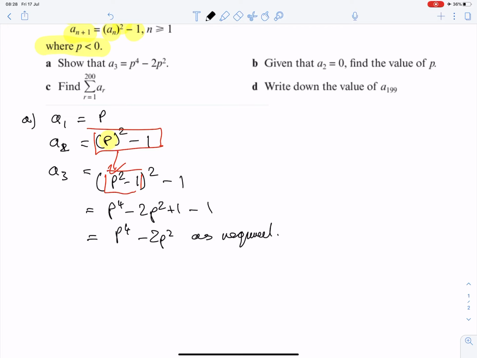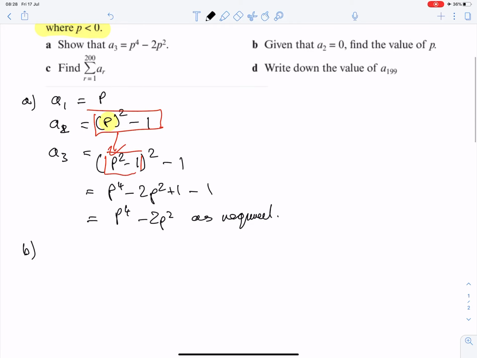Okay, so part B. Given that A2 equals 0, find the value of P. So we take the question in effect, A2 equals 0, as our start phase, and we can substitute in for A2. So that will give us A2 is P squared minus 1 equals 0. We've substituted P squared minus 1 into A2 equals 0.